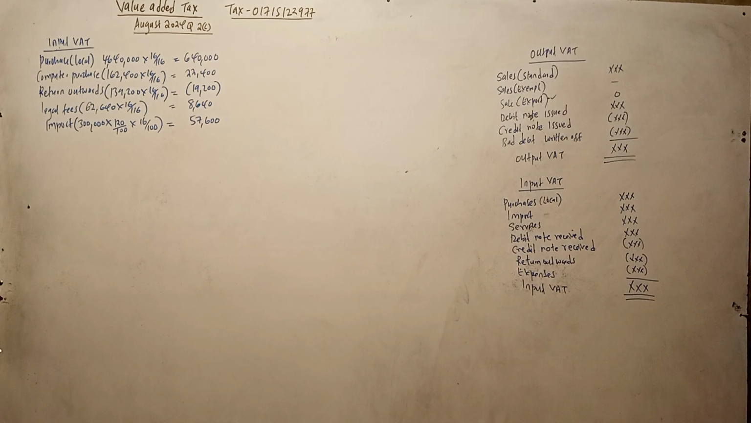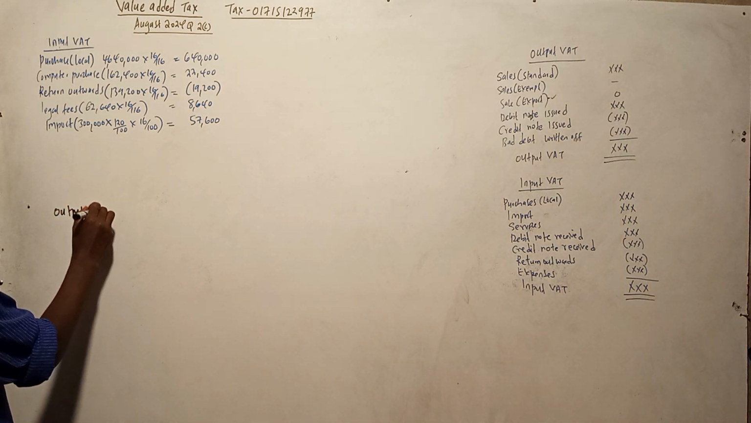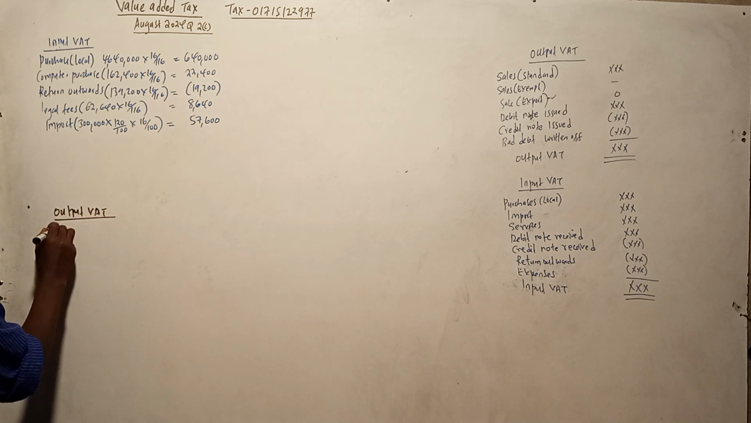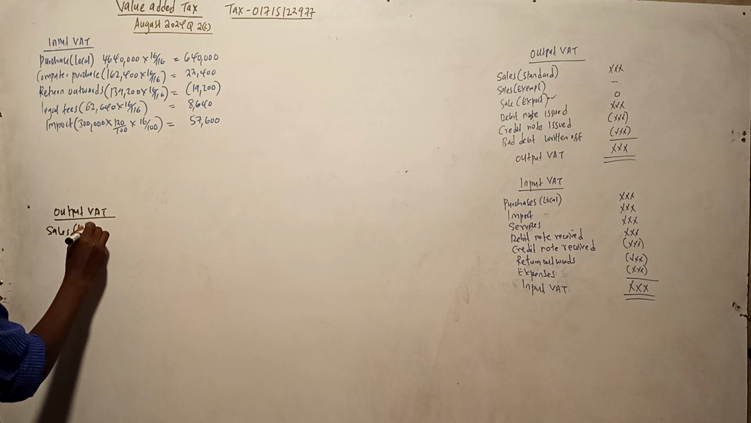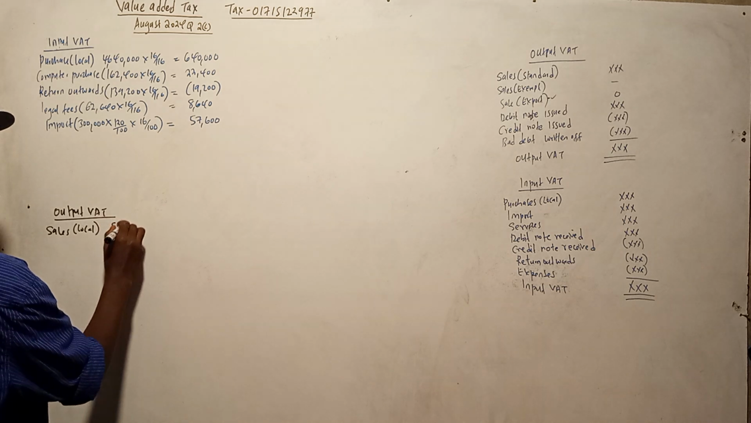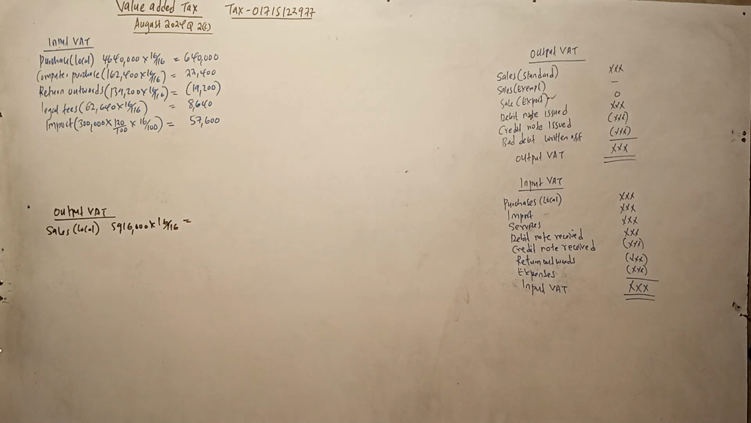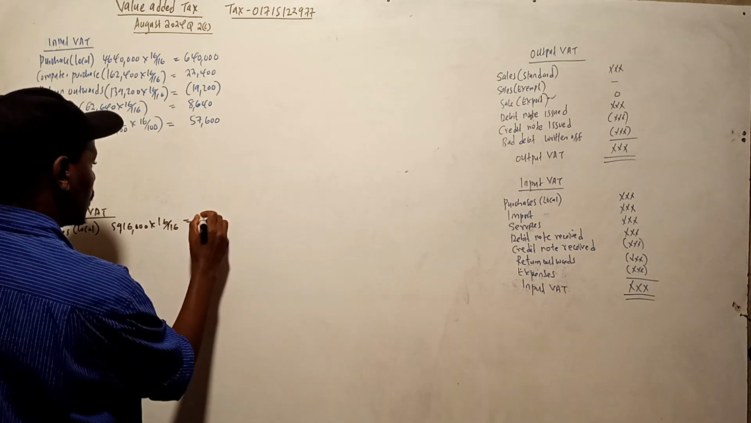We have salaries. Salaries are not vatable, so you ignore. Salaries are not vatable. We have sales. We can do that one now. Below it, output VAT. I hope it will be enough. So we have sales and local. Sales local they told us is 5,916,000. 5,916,000 times 16 over 116. That one is vatable. 5,916,000 times 16 over 116, 816,000.